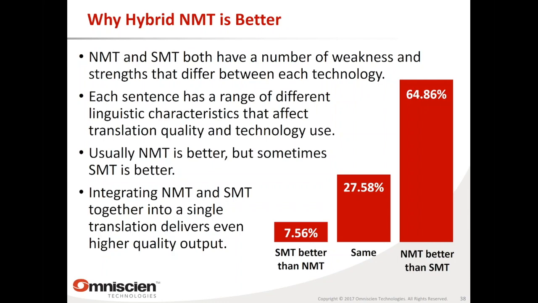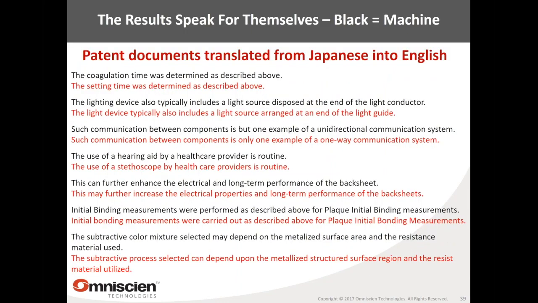Now, by combining these outputs from neural and statistical, as well as in conjunction with rules and syntax, we're able to give you a much higher quality output. And that quality is notable the moment you look at the output. In this example, the black is machine translation and the red is human. This is a translation from Japanese patents into English. And what you'll see is that often the machine can actually be better. Sometimes not quite as good, sometimes a little bit better.